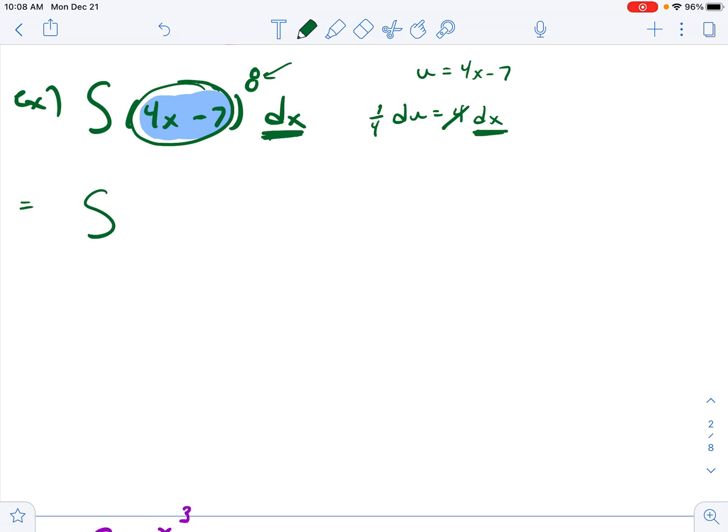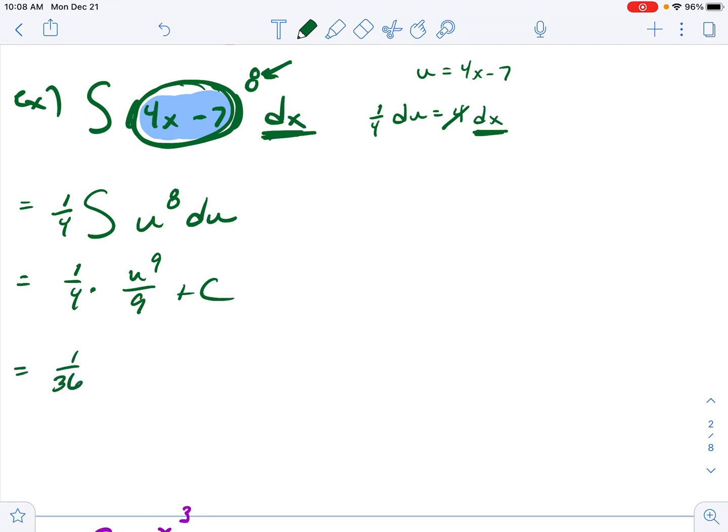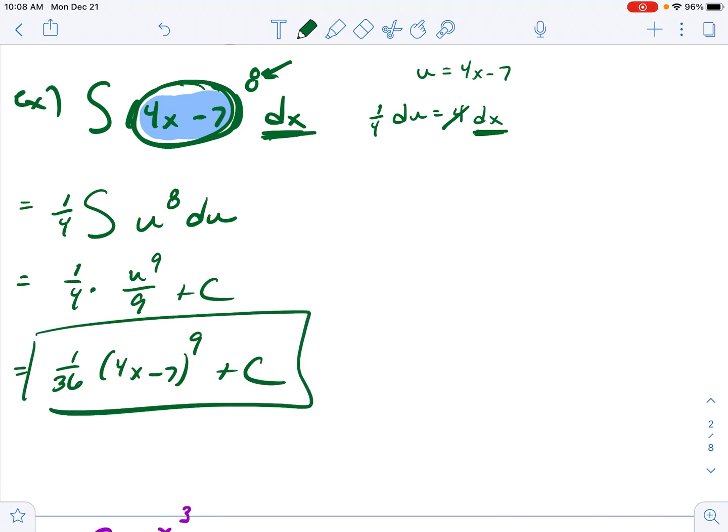So again, procedurally, I usually start with my u. This is my u, which is being raised to the 8th power. dx became 1/4 du. Now I'm ready to integrate. I keep the coefficient. u to the 8th will become u to the 9th over 9. So we'll have 1/36 of 4x minus 7 to the 9th plus c. So this technique is great when you have a linear quantity raised to a power. Okay, it will always work for that.